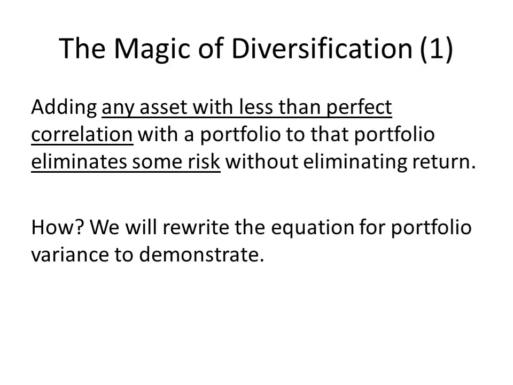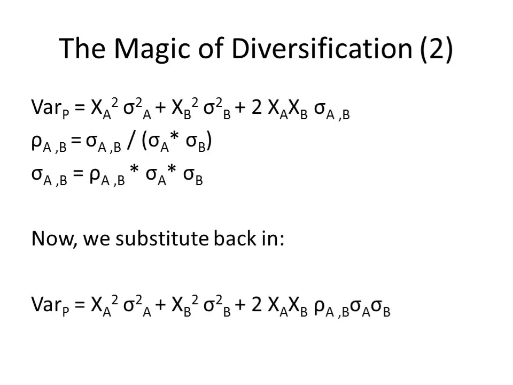Because it turns out that adding any asset with less than perfect correlation with a portfolio to that portfolio eliminates some risk without eliminating return. How? We're going to rewrite the equation for portfolio variance to demonstrate. Here we go. Do you see the formula that we've used previously when we calculated the variance for the portfolio?